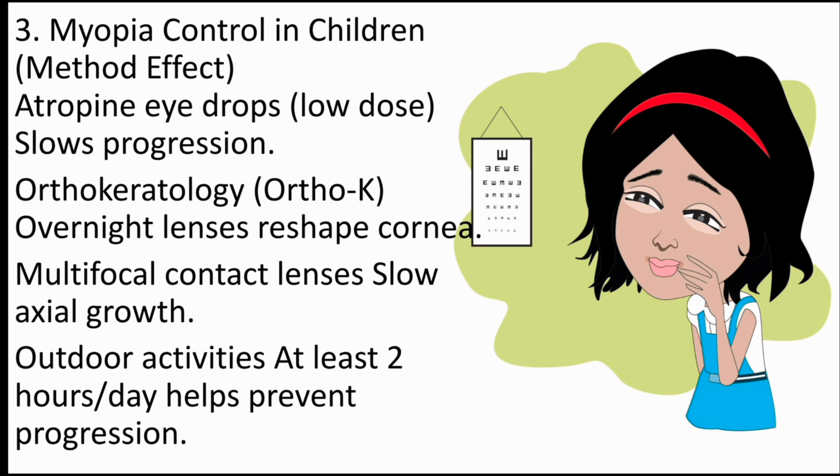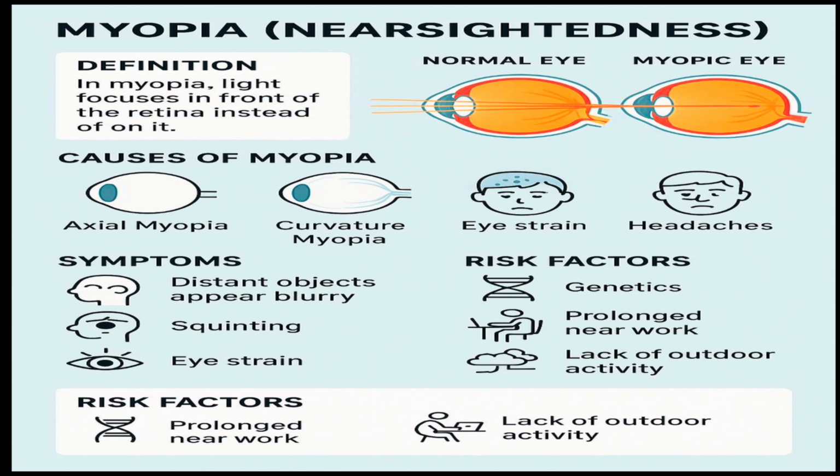And third one is myopia control in children. We have to give atropine eye drops for slowing progression, orthokeratology overnight lenses to reshape the cornea, and multifocal contact lenses to slow axial growth, and we have to encourage outdoor activities at least 2 hours per day. It helps to prevent progression. Here is a small flow chart to remember myopia.